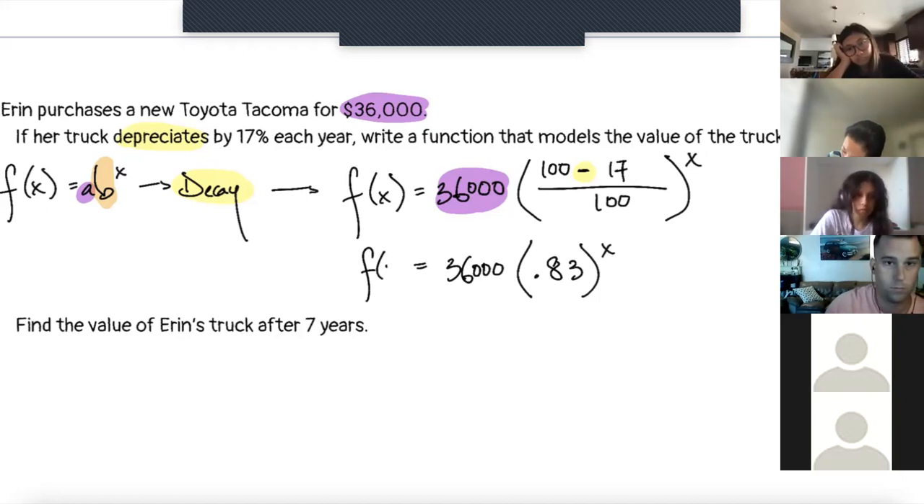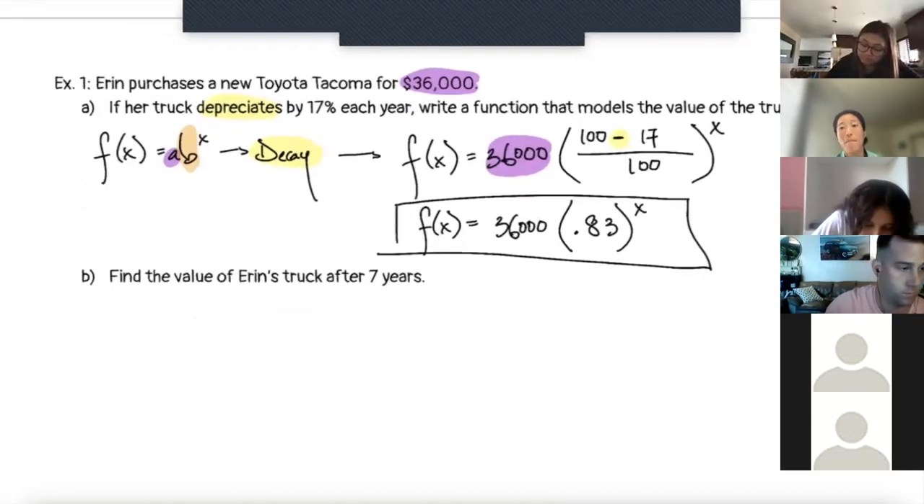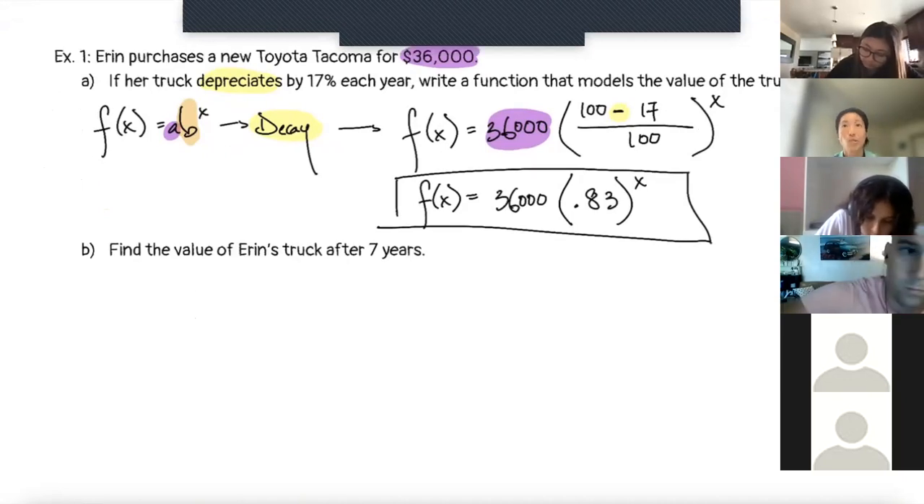And so this, my friends, would be our function that models the value of the truck. 36,000 times 0.83 to the x. Okay. A quick question. Instead of putting it all into the equation, could you do B separately on the side and then plug it in? Absolutely. That is totally fine.